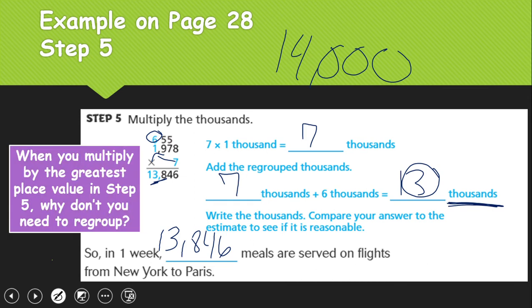So, question here is, when you multiply by the greatest place value in step 5, why don't you need to regroup? So when you multiply 7 times 1, why don't you have to place that 1? Because 7 times 1 equals 7. 7 plus 6, because of the regrouped, is 13 thousandths. Why is it that I could just write 13,000 in my answer right here? Good, you should have stated, because the greatest place value is in thousands, and we don't have anything past that.